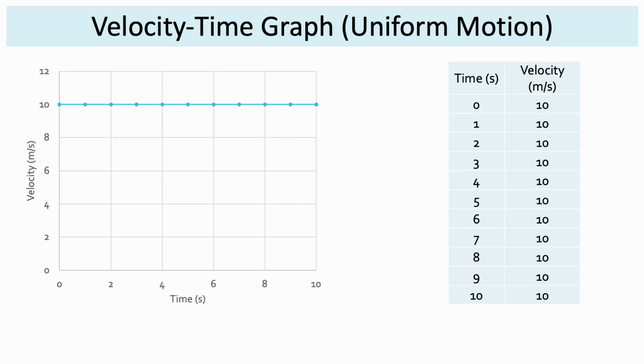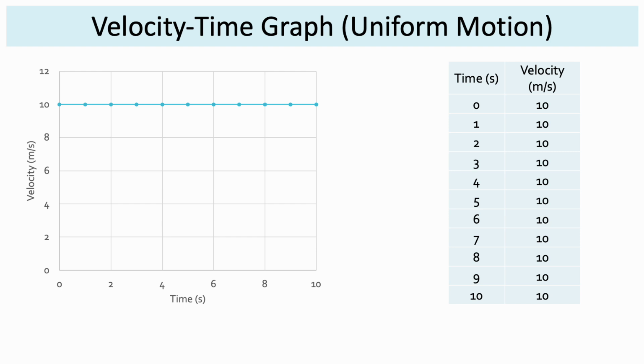In uniform motion, velocity remains constant over time. The velocity time graph is a horizontal line. The displacement can be found by calculating the area under the curve. In this case, we have a line. So if we can find the area under the line, we can find the displacement.